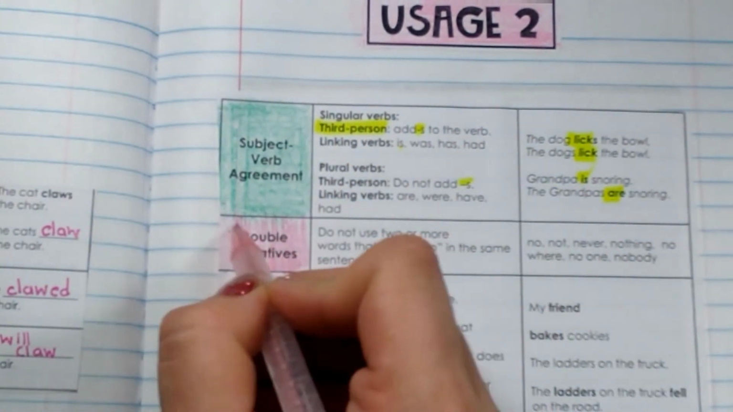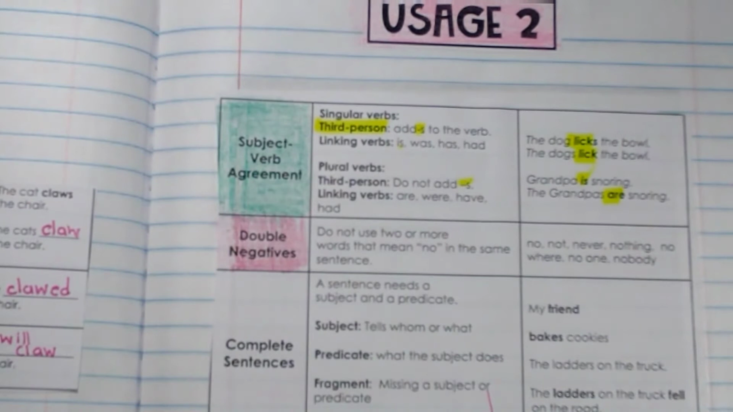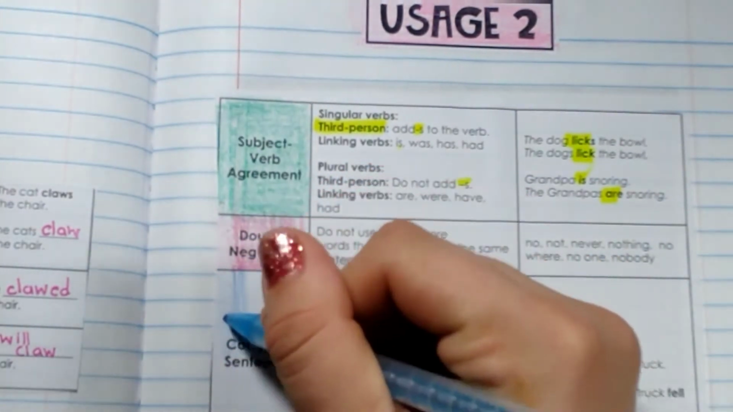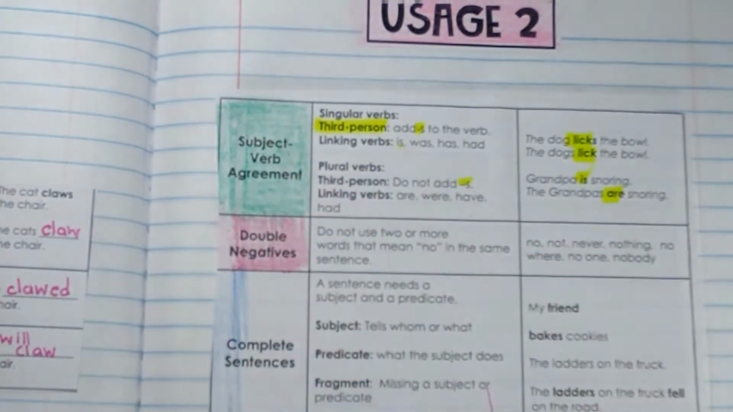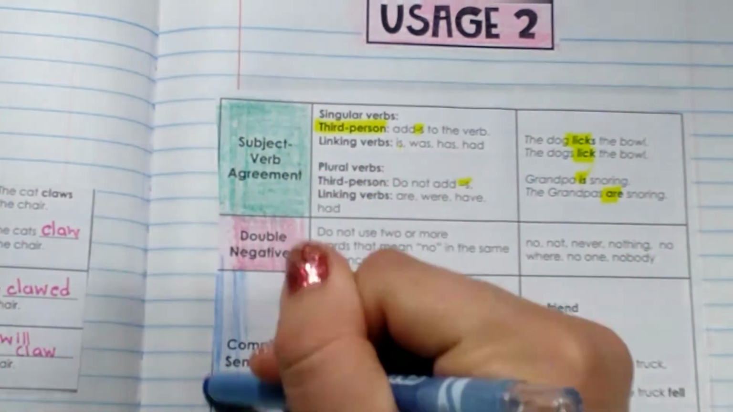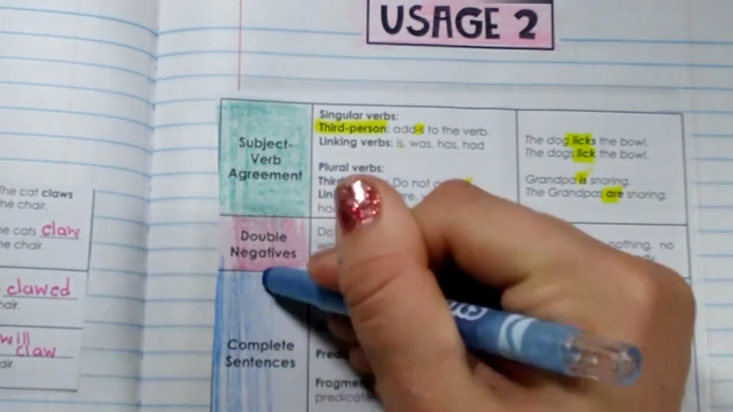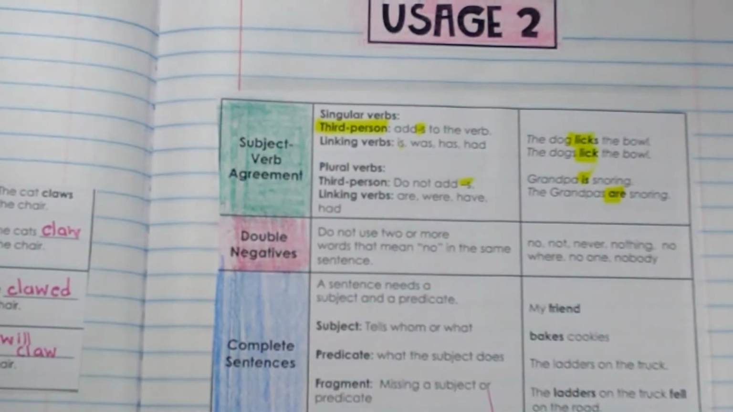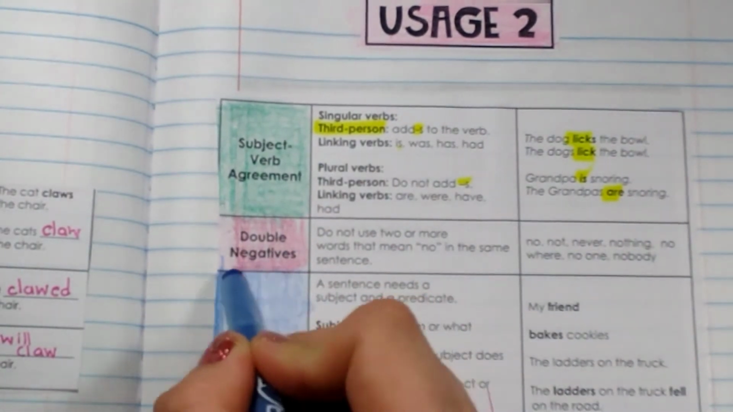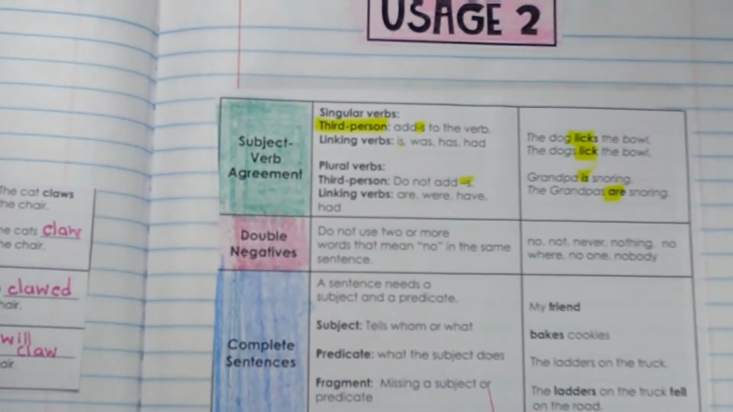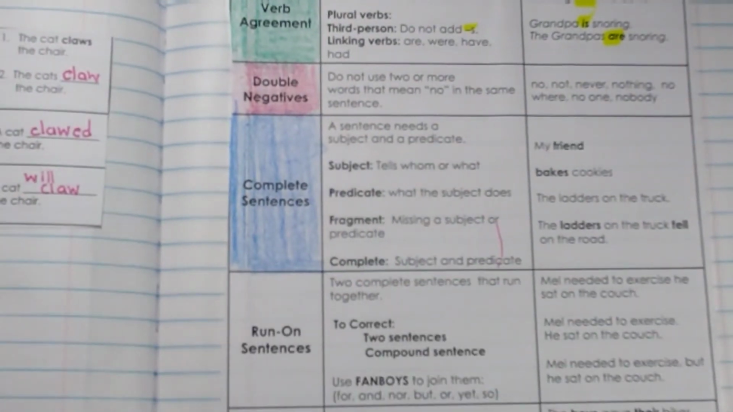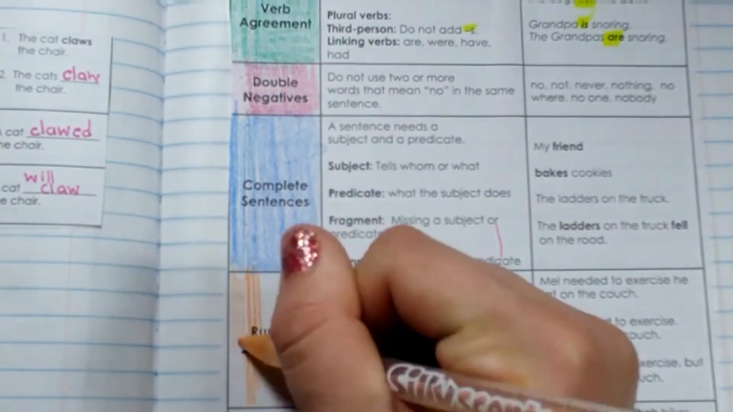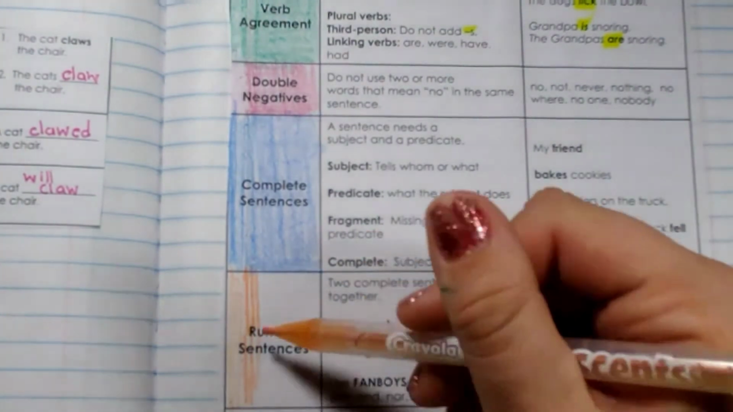Okay? All right, the next one. Complete sentences. We've talked about that. Make sure all of your sentences are a complete thought. Do you have a subject? Do you have a predicate? Is it a complete thought? No fragments, no run-ons. And we've talked about this as well in writing. No run-ons.